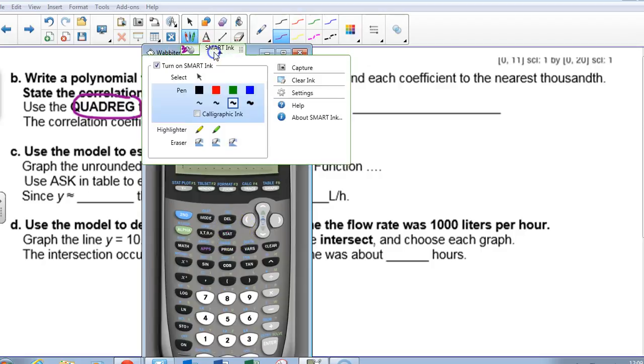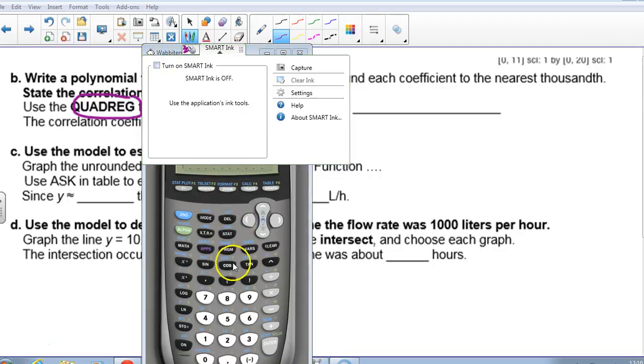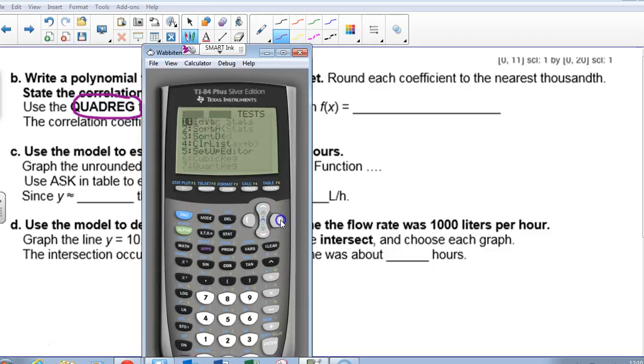Stat, if I turn off the ink here, stat, arrow to the right. Now, as you scroll down, there's a whole bunch of choices. You can do quadratic, cubic, quartic, and actually a quartic would probably work just as well as a quadratic for this, because same shape.